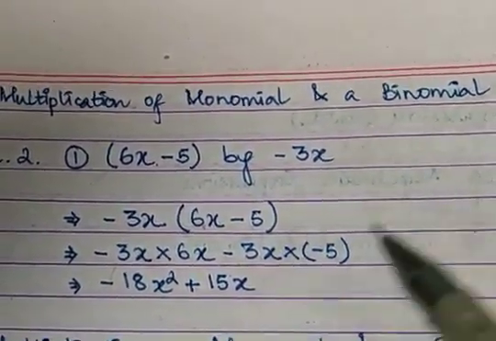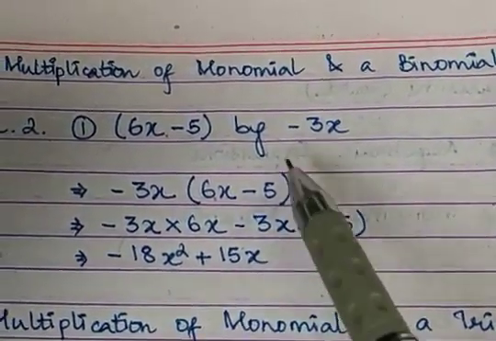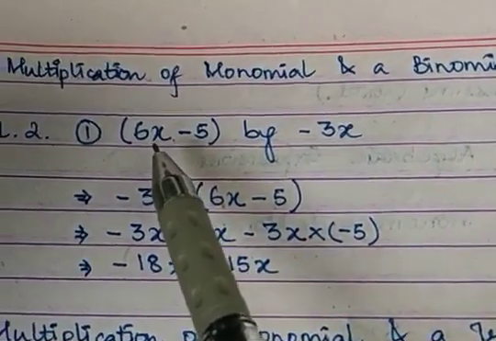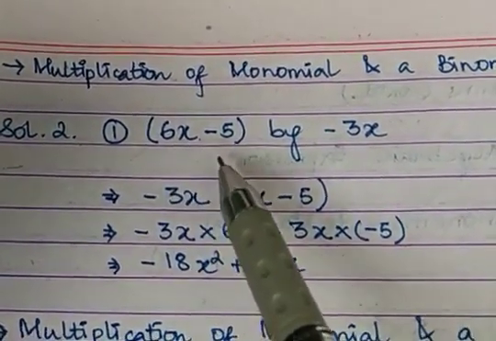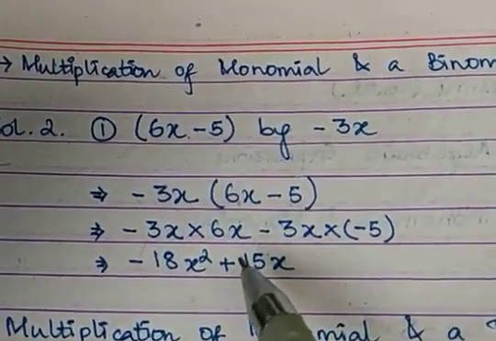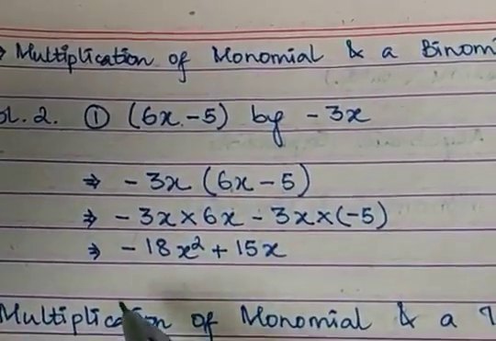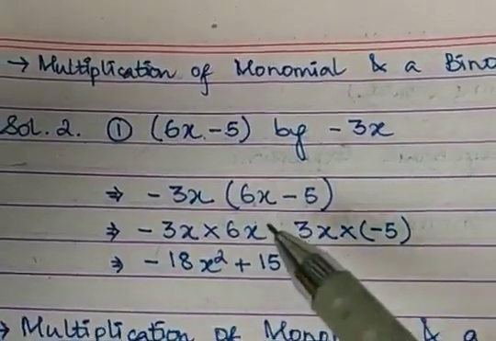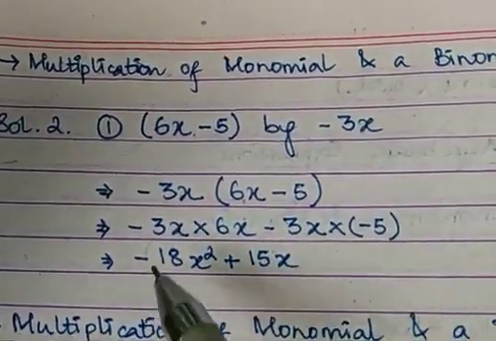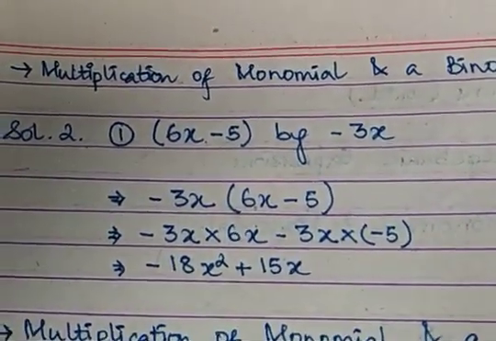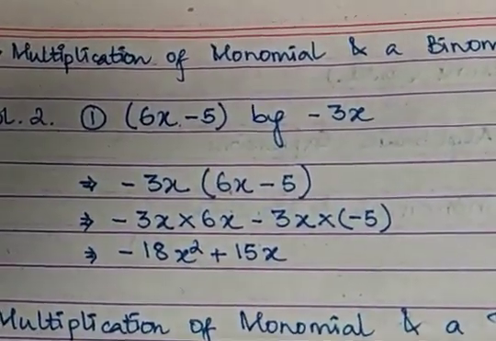Now the next topic we have here is multiplication of a monomial and a binomial. One term and two terms. Let's check it out. So we got question number 2-1 as 6x minus 5 by minus 3x. What I recommend is to keep the smaller term at front, it will be easier for you. Monomial means one term, binomial means two terms. The lesser the terms, keep it in front. It will be easier.